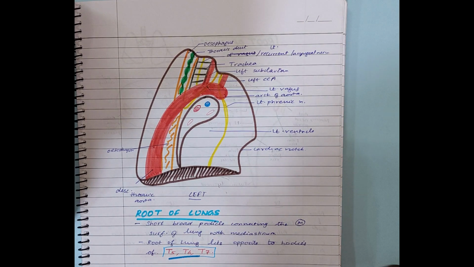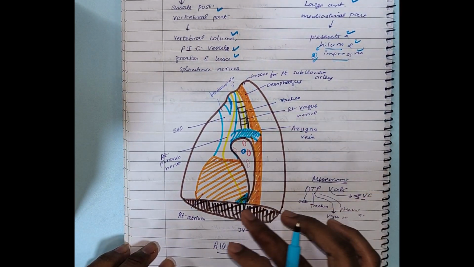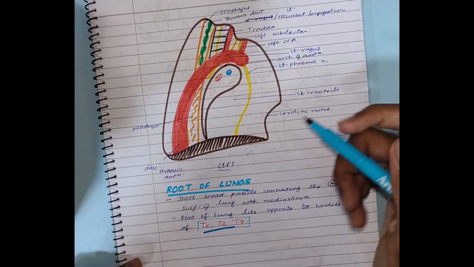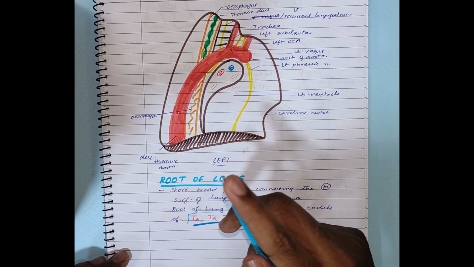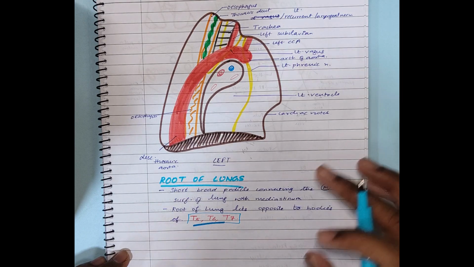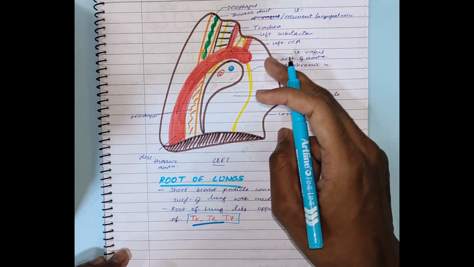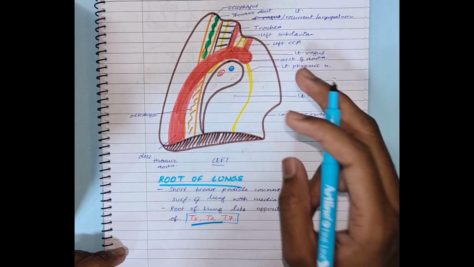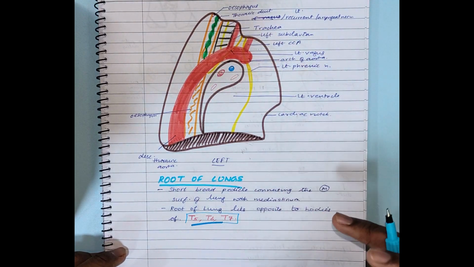So as you can appreciate, the relations of both the left and the right lung are almost similar. In the left lung you have the impression for the left ventricle, whereas in the right lung you have the impression for the right atrium. Here you have the left phrenic nerve, there you had the right phrenic nerve. Here you have the left vagus nerve, there you had the right vagus nerve. You also had the esophagus and the trachea there. The only difference is that you have the azygos vein in the right lung making an impression over the hilum, but here you have the arch of aorta making an impression over the hilum. And you also have the left recurrent laryngeal nerve and the thoracic duct here, which were not present there.